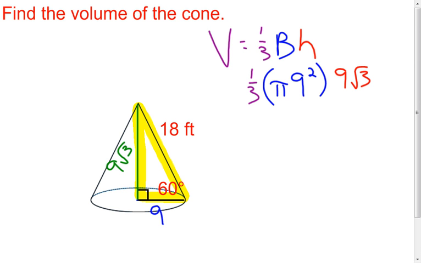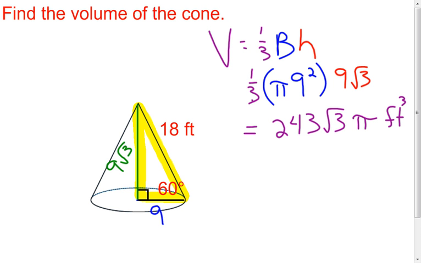Now I'm going to go through this and come up with the exact value. I'm going to take the 1/3 and multiply it by the 9. 1/3 times 9, that's 3. And then the 9 squared in here is 81. 81 times 3 is 243. But then I also have that √3, and I have pi. So the exact volume of my cone here is 243 √3 pi cubic feet.